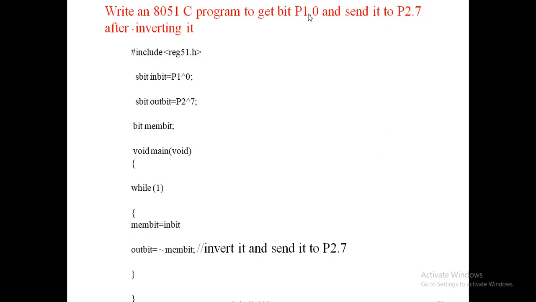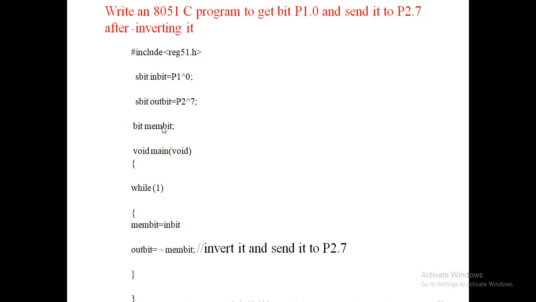Okay, get the input from P1.0 and send it to P2.7 after inverting it. Whatever input you are getting from P1.0 has to be inverted and then sent to P2.7. So I include sbit: in bit I assign as P1^0, out bit I assign as P2^7. These two are in the SFR, the registers.